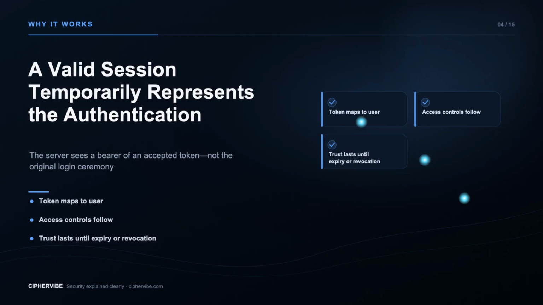OWASP describes the session token as temporarily equivalent to the strongest authentication used. If another device presents an accepted bearer session and the application performs no additional check, it can inherit the same access. The password can remain secret. The second factor can remain uncompromised. The post-login credential is what moved.